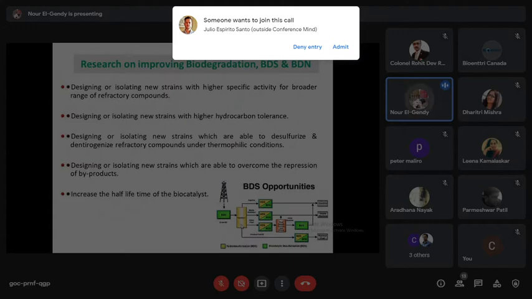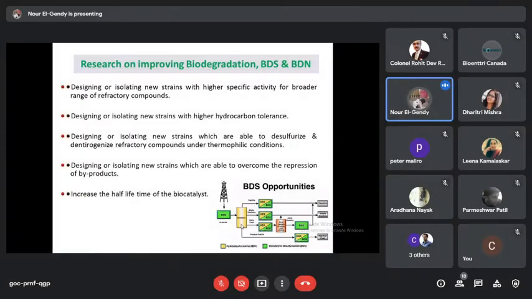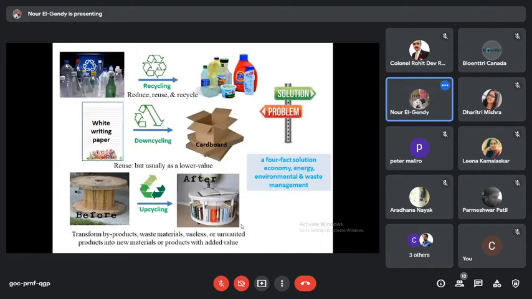Another thing is to enhance the rate of biodegradation, biodesulfurization, and biodenitrogenation by having your own isolate capable of tolerating high concentrations of hydrocarbon and also capable of degrading, desulfurizing, or denitrogenizing a wide range of these compounds which are available in petroleum. Now comes waste management by recycling, which is reduce, reuse, or recycle.